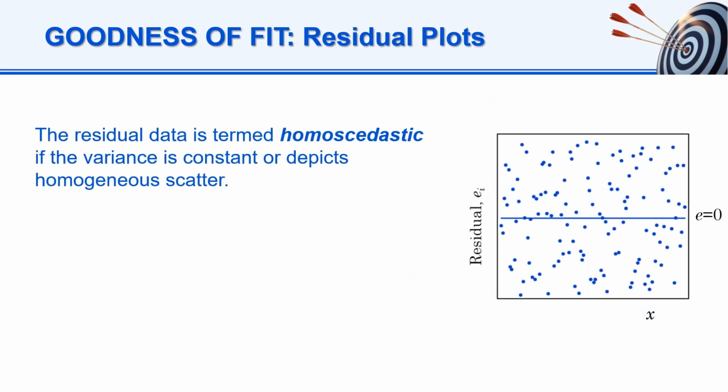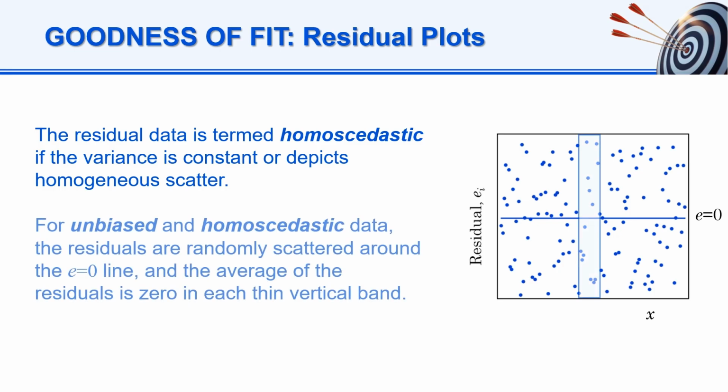The residual data is termed homoscedastic if the variance is constant or depicts homogeneous scatter. For unbiased and homoscedastic data, the residuals are randomly scattered around the E equals 0 line, and the average of the residuals is 0 in each thin vertical band.